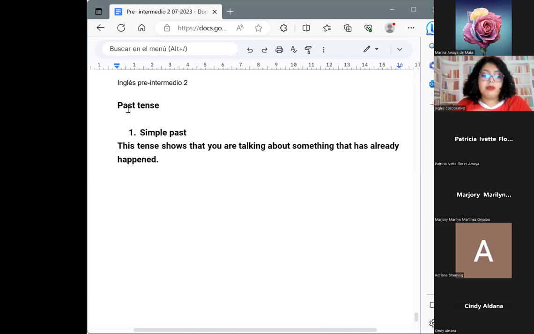Básicamente, y esto ya lo sabemos, utilizamos el pasado simple para hablar de eventos que ya sucedieron sobre un o en un periodo específico de tiempo. Indica también que la acción ocurrida pues fue en un tiempo específico y que esa acción, importante, ya fue completada. Si la acción no se completó, entonces no podemos utilizar el simple past. Tiene que ser una acción que ya se completó.